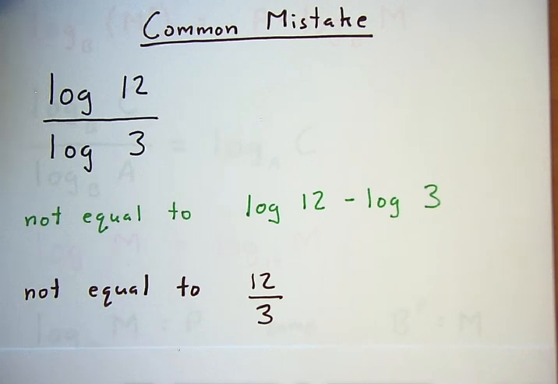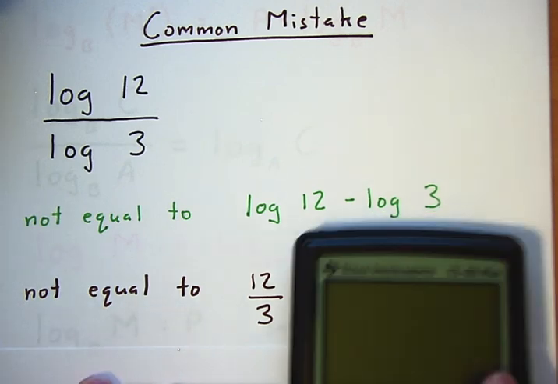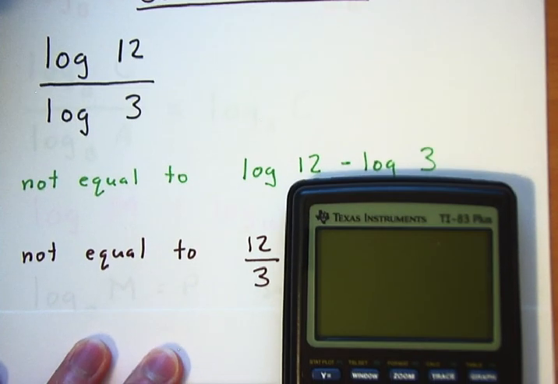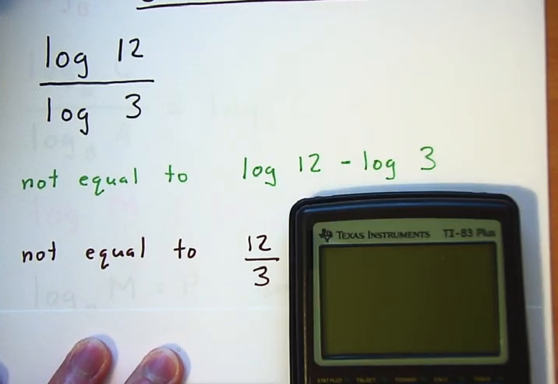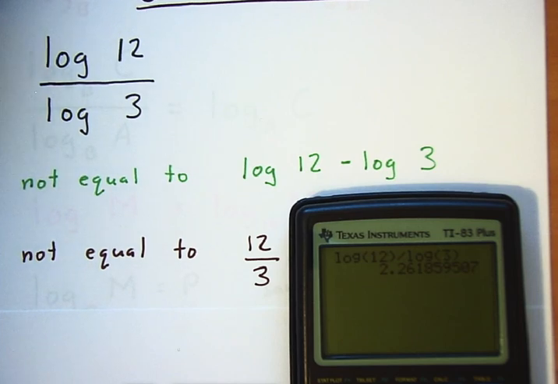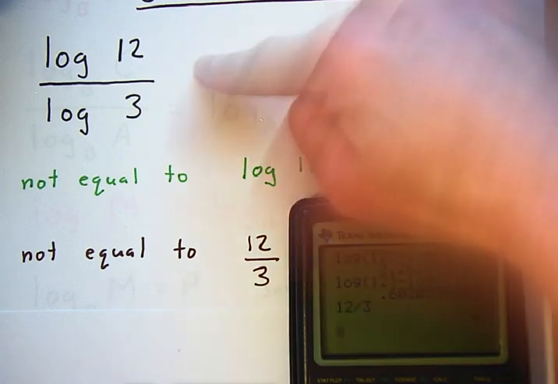Just to prove this to you, here's my calculator. Log 12 divided by log 3 equals 2.261, whatever. However, let's do this one now. Log 12 minus log 3 equals less than 1. And obviously 12 divided by 3 is 4. So this does not equal either one of these.